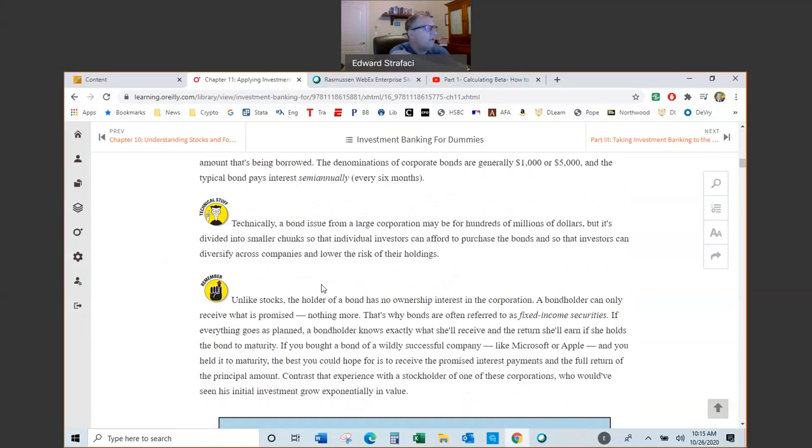Unlike stocks, the bondholder has no ownership interest. It's a fixed income. You're a lender. Remember, there's only two ways we can finance a company. It's either by selling stock or issuing bonds. It's either taking in partners, selling stock, or borrowing money by issuing bonds. Borrowing money is a way where we can leverage our investment. Because remember, if I'm the sole owner and I borrow money, well, I have to pay the interest, right? But I leverage my investment, right? So I can make more money on my money, right?